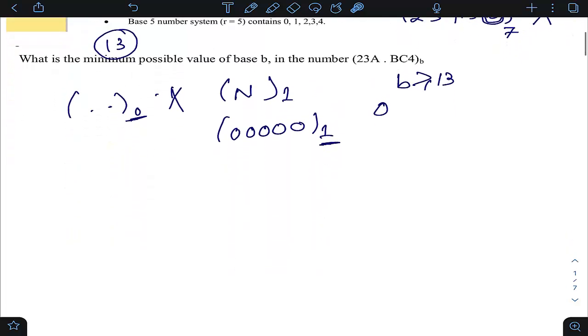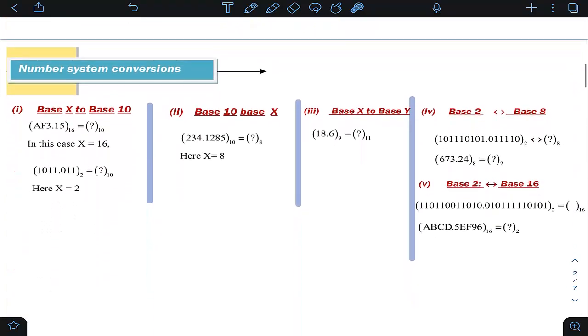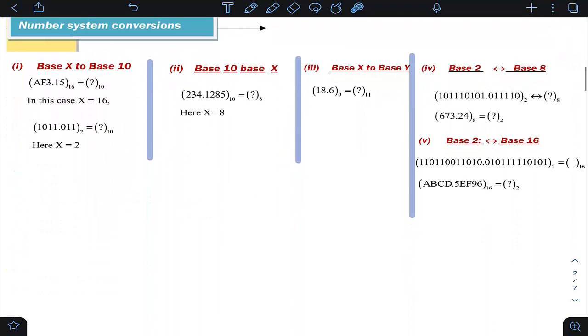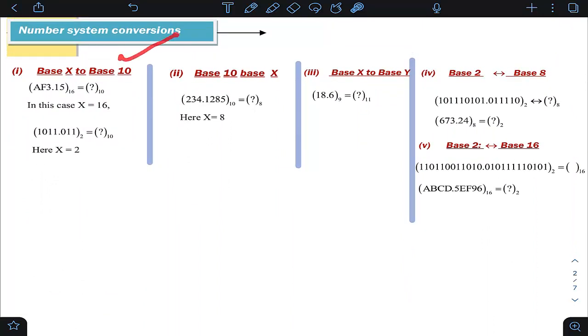So I have classified number system conversion into 5 categories. Category 1 is base x to base 10. Category 2 is base 10 to base x. Category 3 is base x to base y. Category 4 is base 2 to base 8 and vice versa.